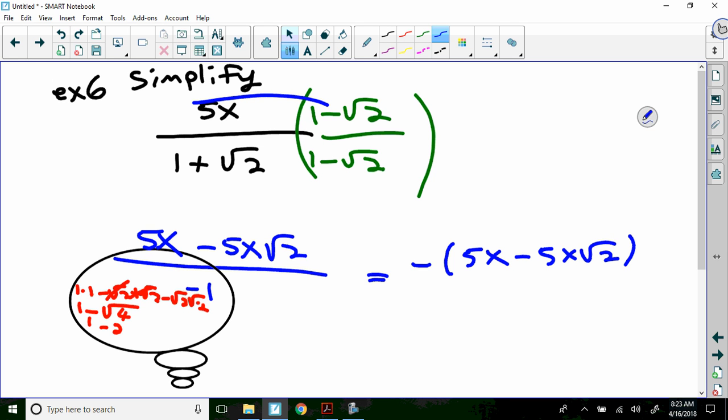So that would do it, right? If you don't like a negative quantity, maybe you want to distribute the negative through. It would just be the same thing to have it as minus 5x plus 5x rad 2. That would be fine too.